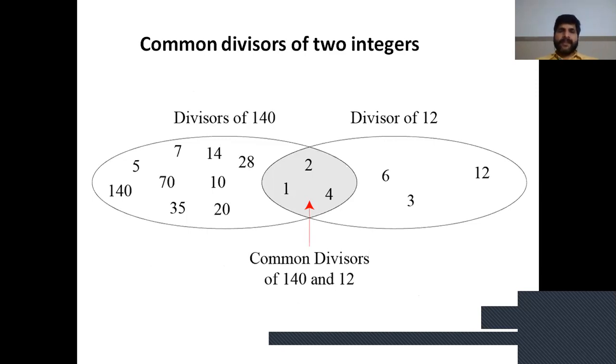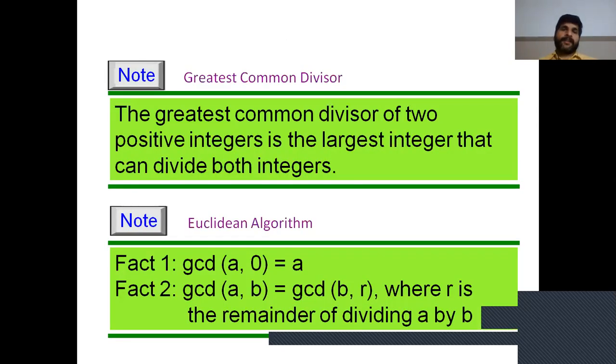Common divisors of two integers. For example, the divisors of 140 include 12... and 1, 2, 4 are common divisors of 140 and 20. Greatest common divisor, GCD.